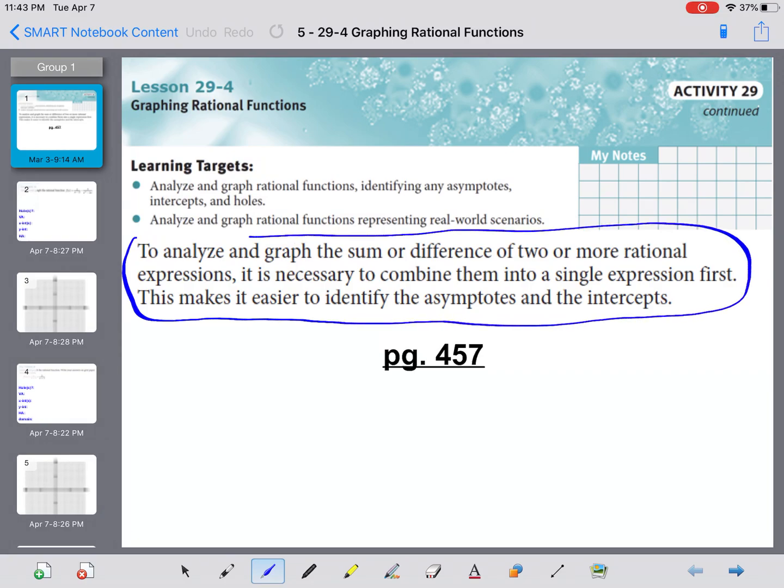We're basically doing a lot of the same stuff we did on Monday, but you're just going to see today that, in order to analyze the graph better, we'll have to do a sum or difference of two or more rational expressions. So we're working on common denominators first, and then going on to all the graphs we did on Monday.